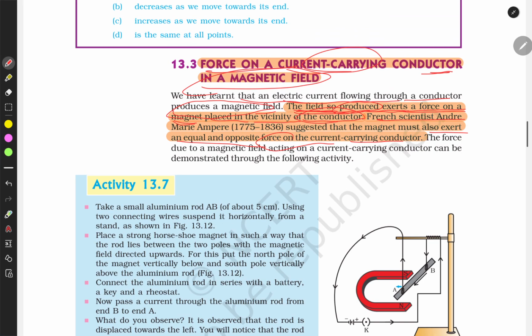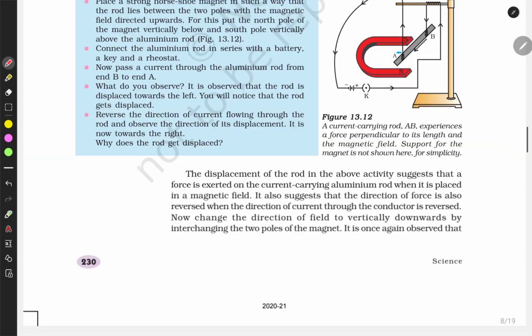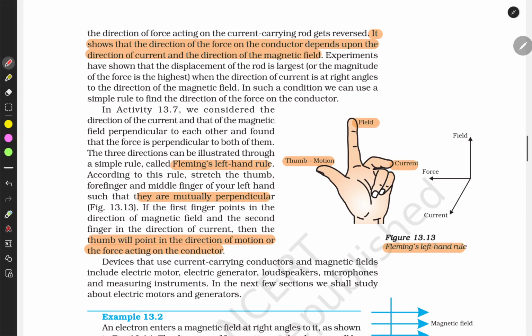So both the magnet and the current carrying conductor exert equal and opposite force on each other, and it shows that the direction of the force on the conductor depends upon the direction of the current and the direction of the magnetic field. Definitely the force depends upon the direction of the field and current.